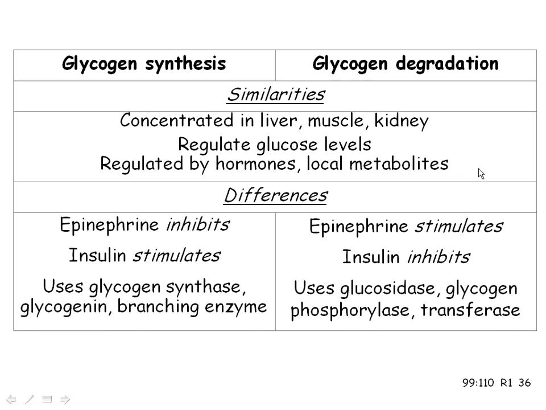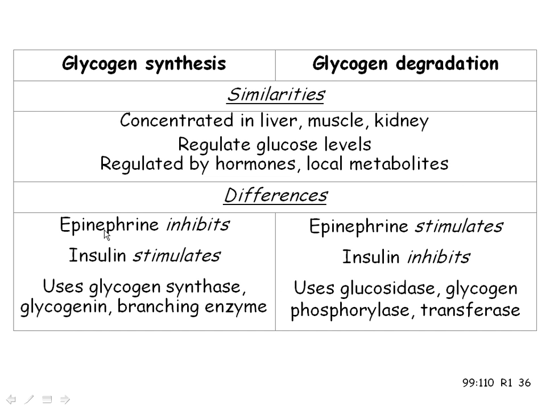Glycogen is not quite as universal a compound. It's important to us, not to trees. Those two pathways are only going to be in a few tissues: muscle, liver, kidney. They have dual control, local as well as hormonal. These are two of the pathways that we've talked about that really have a place for hormonal control.